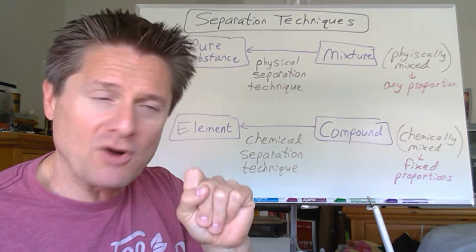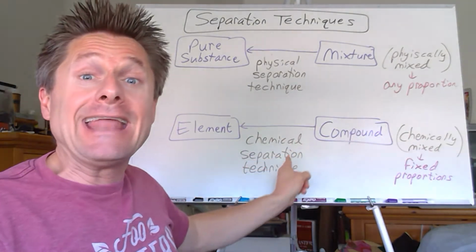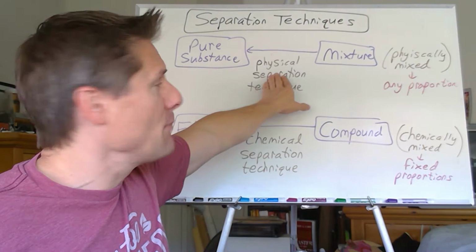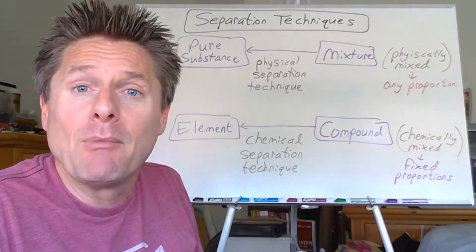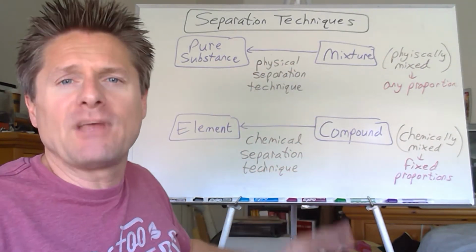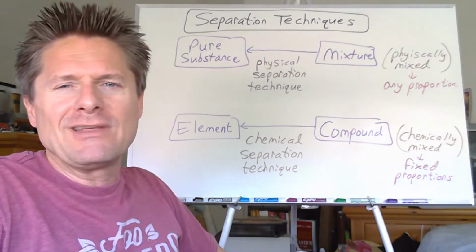There's a fixed proportion. Well, to separate those out, since they're chemically combined, we need a chemical separation technique. So this particular video is going to look at mostly different types of physical separation techniques, and you'll probably do some of these in lab. They're much easier to do, and take much less energy. And chemical separation techniques, we might do a little bit of that because it requires a bit more energy.